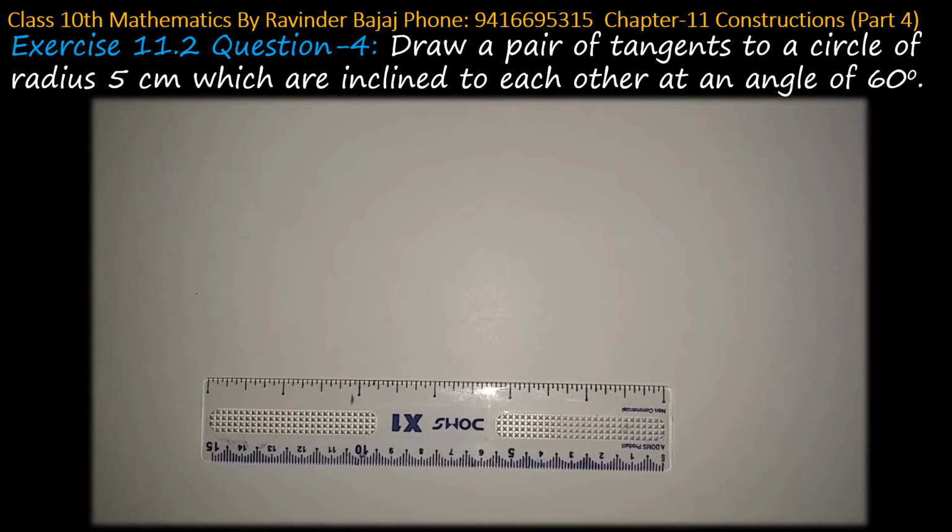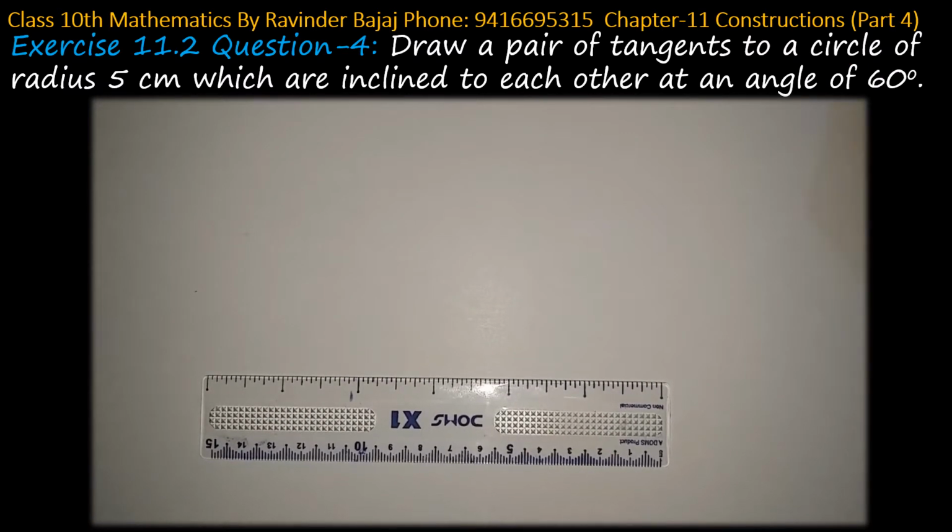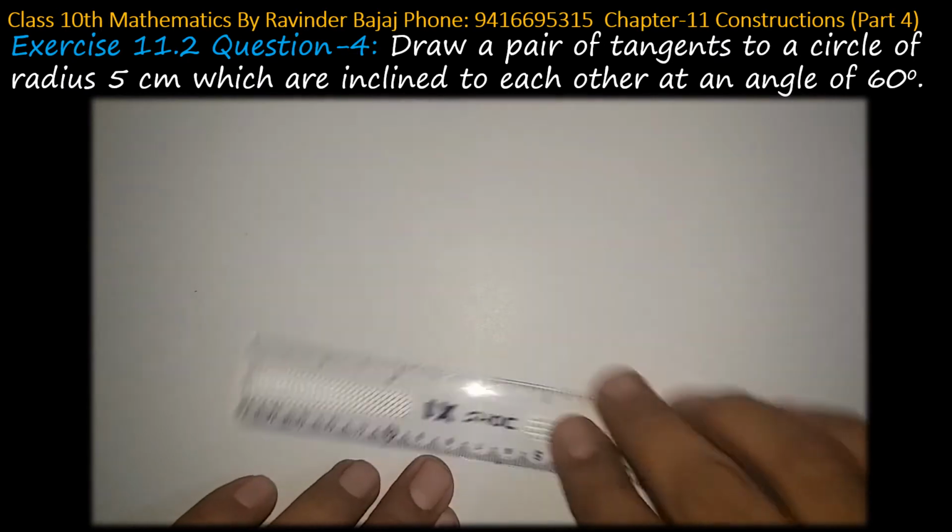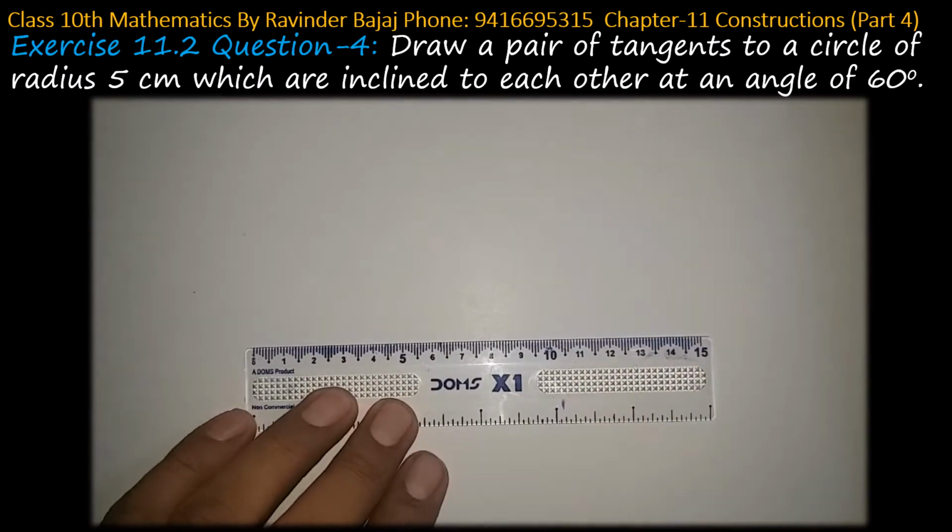Here is one more construction for you. This is exercise 11.2, question number 4. Draw a pair of tangents to a circle of radius 5 centimeter, which are inclined to each other at an angle of 60 degree. So it is given that there is a circle whose radius is 5 centimeter.